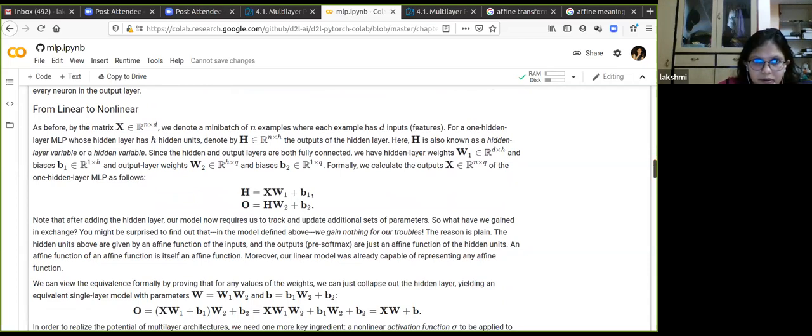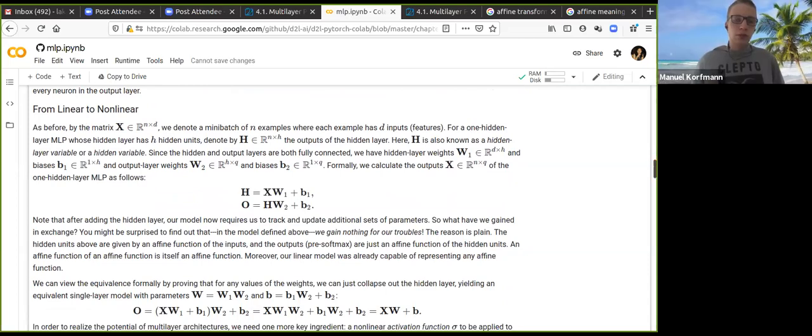Okay, so this is going to be fun. From linear to nonlinear. As before, by the matrix X element of the real numbers n by d, we denote a mini batch of n examples where each example has d input features. For a one hidden layer MLP, whose hidden layer has h hidden units, denoted by H also element of the real numbers n by h, the outputs of the hidden layer. Here, H is also known as a hidden layer variable or a hidden variable.